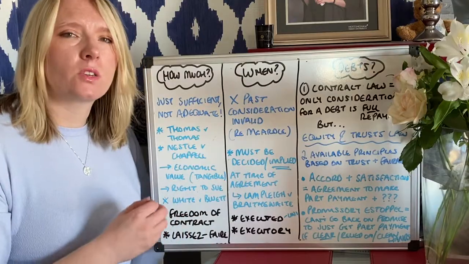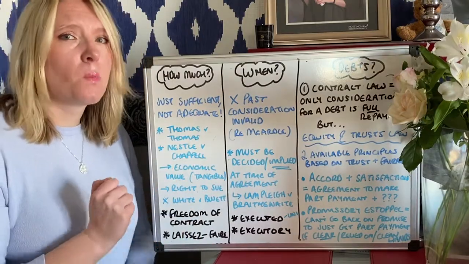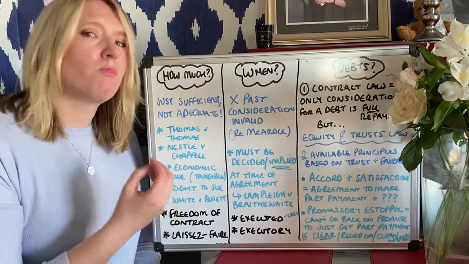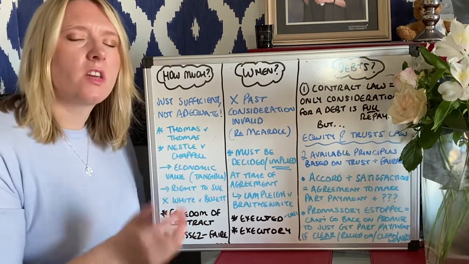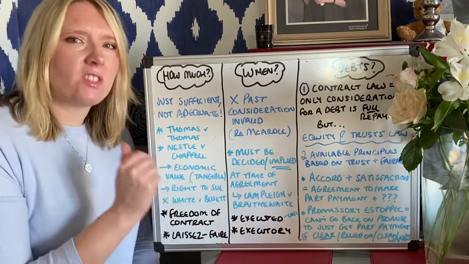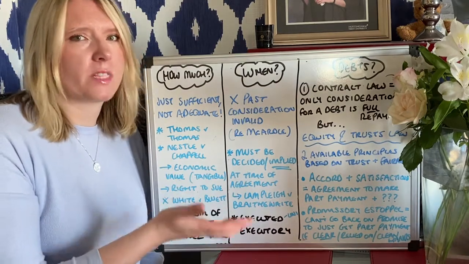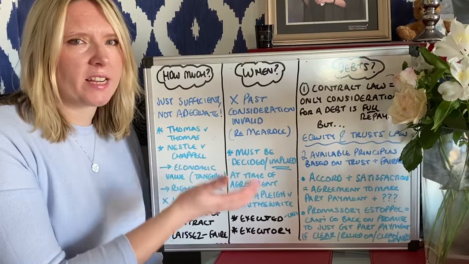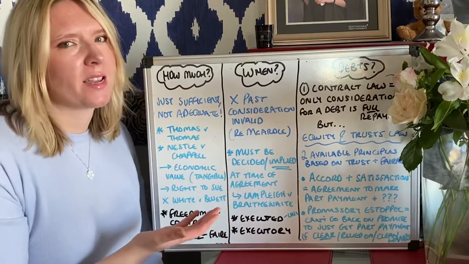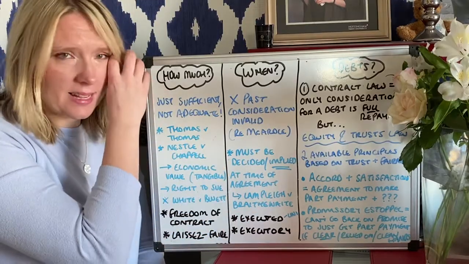Finally, you must come to equity with clean hands. And what that means is if you're going to rely on principles of fairness and trust, you too must be fair and trustworthy. So there is a genuine reason you're asking for a promissory estoppel. You are not trying to cheat the person that you owe the money out to, things like that.